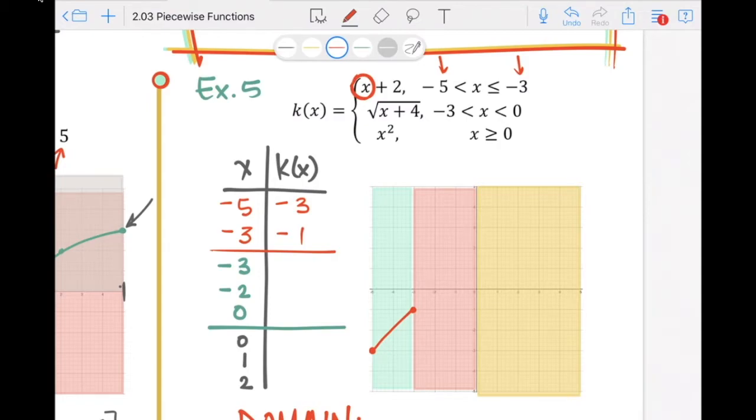So the second interval is our square root function. So I'm going to plug in a -3. -3 plus 4 is 1. The square root of 1 is 1. -2 plus 4 is 2. The square root of 2 is about 1.4. And 0 plus 4 is 4. The square root of 4 is 2. So we're going to go ahead.